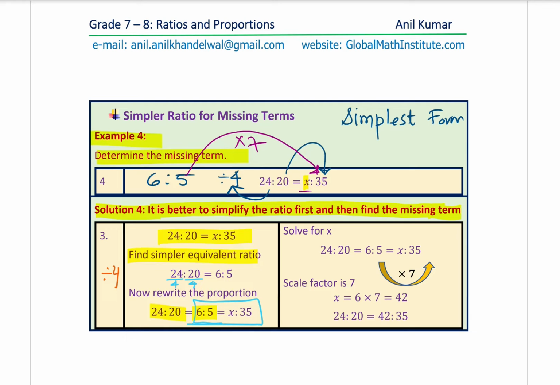Now, we'll work with this. You can see that 5 times 7 is 35. So the multiplication factor is 7. So you can multiply 6 by 7 to get your answer. And that's what has been done here. So 6 times 7 is 42. So the missing term here is 42.